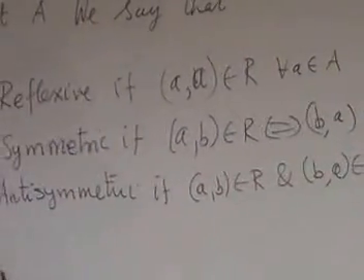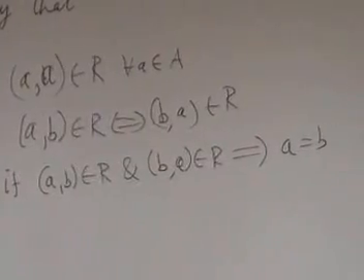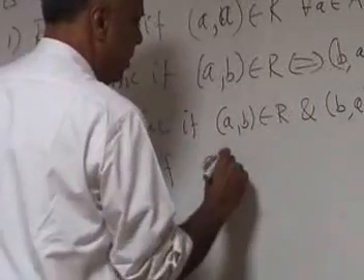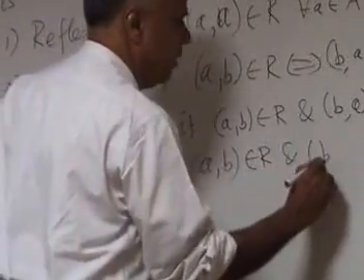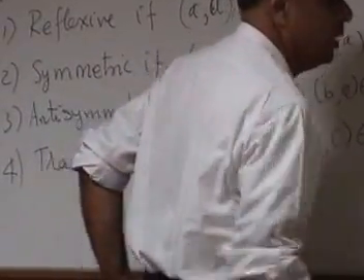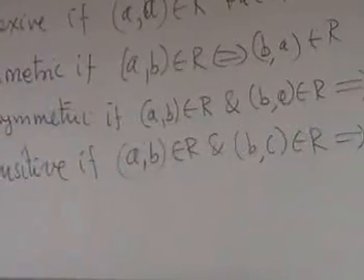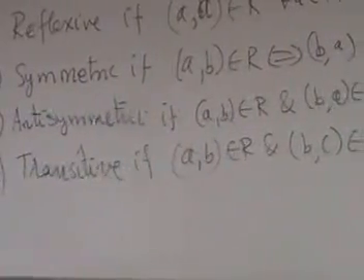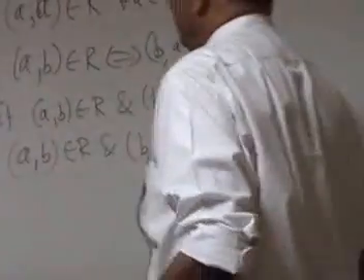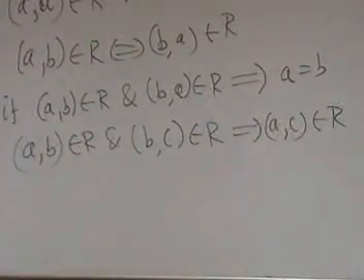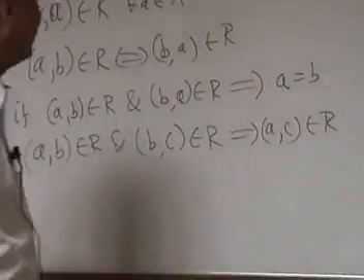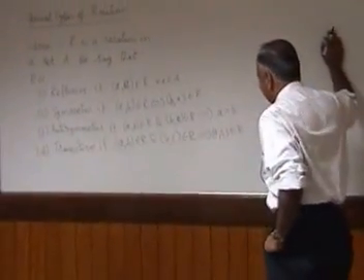And it's called transitive if (a,b) belongs to R and (b,c) belongs to R implies (a,c) belongs to R. If a is related to b, b is related to c. To tell it simply, if a tells all secrets to b and b tells all secrets to c, it is as good as a telling all secrets to c. Only thing is, it should not be distorted on the way. We add some masala. These are all mathematical fellows, they are very precise, even when they tell secrets.